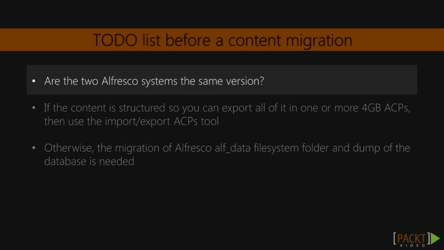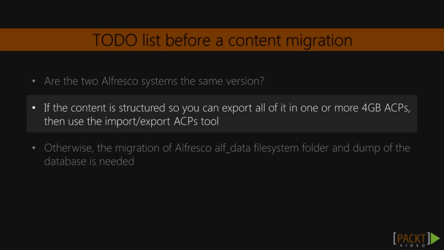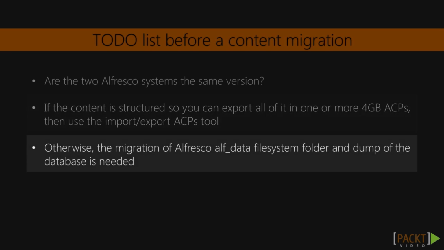The first one is the old repository, and the latter will be the new repository into which we'll migrate the old content. Then, we should verify if the Alfresco content can be split into one or more 4 GB ACPs. Those are Alfresco content package compressed files as a zip that Alfresco can export and import from one instance to another. We should point out that the use of the ACP files for migration is really limited and should be used only in few cases when the size of content to migrate is small.